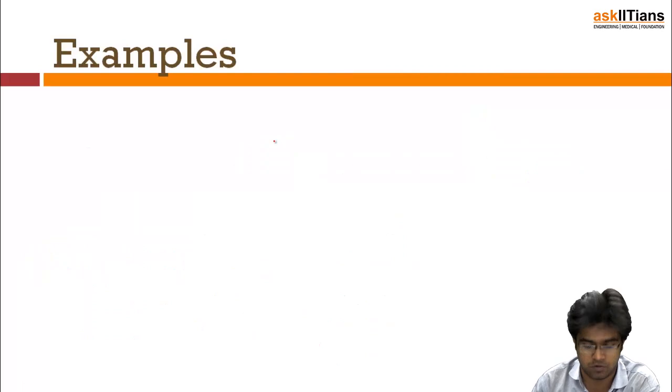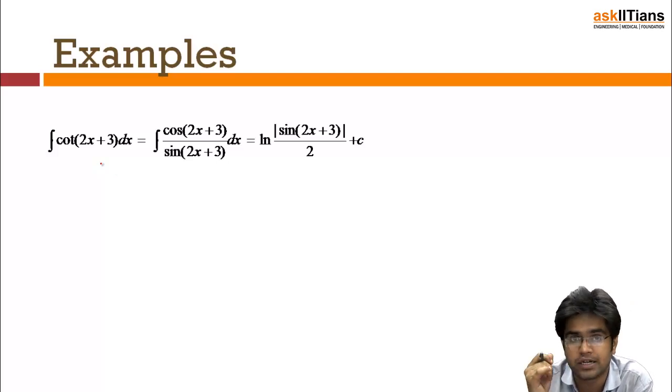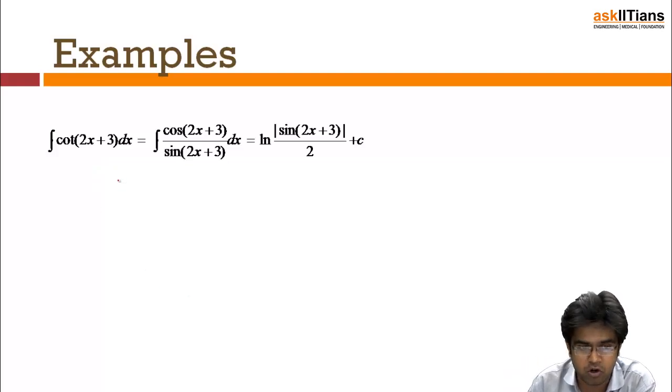Let's move to the next part that has some examples. Similarly, let's say I put cot of 2x plus 3, and I want its integral. Here there is a substitution as well as a simplification. Cot is a function whose integral we haven't studied in our previous slides. So I am going to write cot in terms of sine and cos, so cos x divided by sin x.